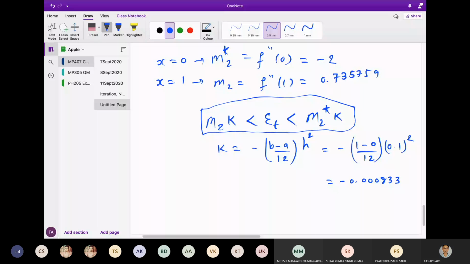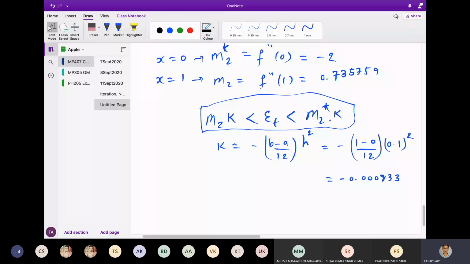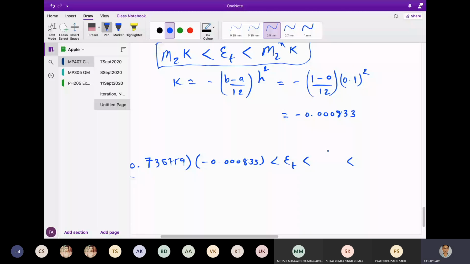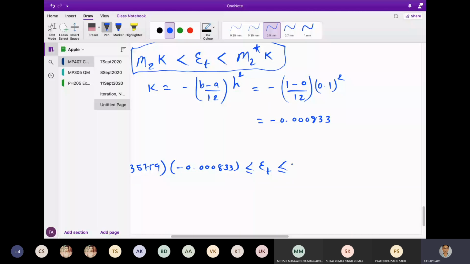So for that, if you write down the values of M2 and K, then you are going to have 0.77375, 0.759 value of M2 into this value of K, less than epsilon T, less than or equal to... actually it should be minus, less than or equal to, so you will have -2 into this value here.